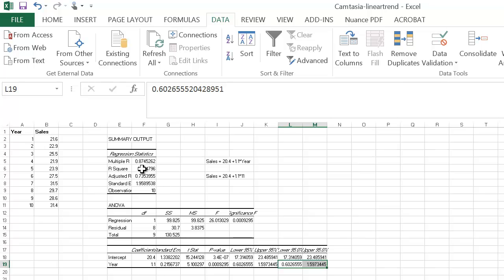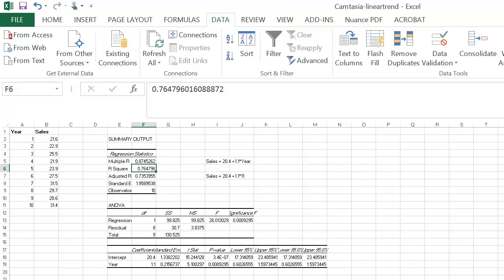Moreover, the R squared value that you see over here, 0.76, is also pretty good. So all in all, when you look at the significance of the slope and the R squared, one would conclude that in this particular situation, the fit of the linear trend line is actually quite good.